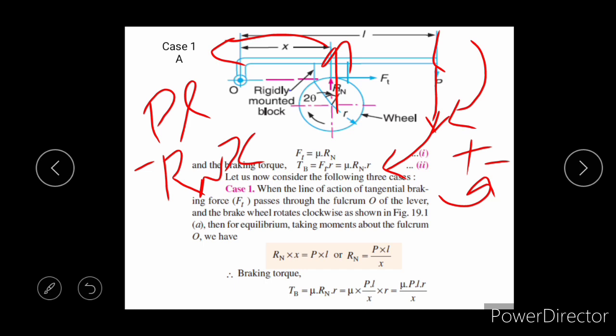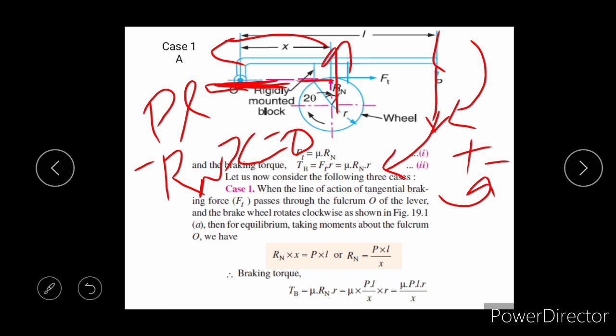Now is there any force? The force Ft. The line of action of this force Ft is passing through this fulcrum. It means Ft into perpendicular distance will be 0. Ft into 0 will be 0. So PL minus Rn into x is equal to 0 totally. Since its line of action is passing through the fulcrum, the moment of the force Ft is equal to 0, right? Now total summation will be equal to 0.